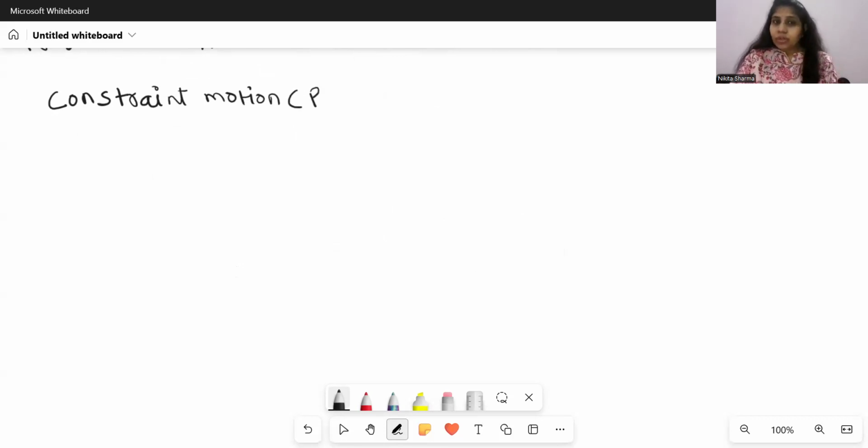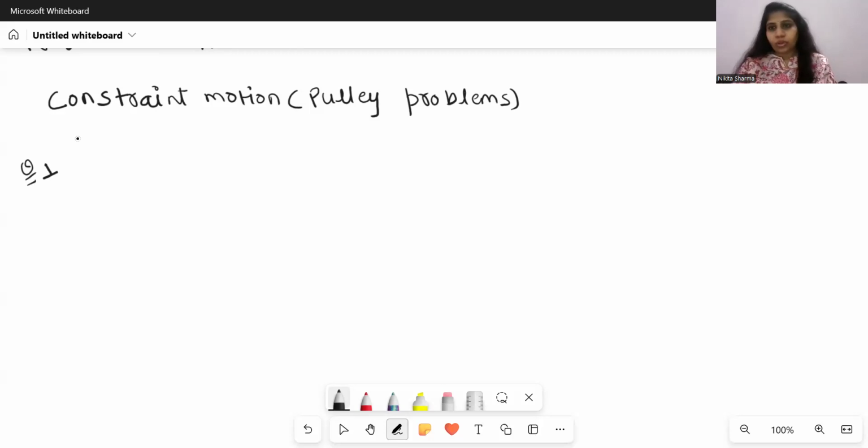In the constraint motion particularly, we will take a few problems based on pulleys. So we will solve some pulley problems today. Question number one is, I'm drawing the diagram here first. This is the constraint given to us.